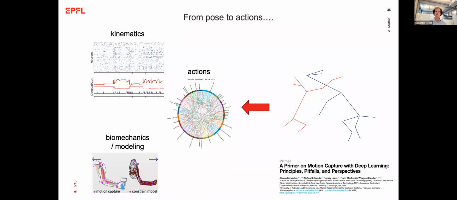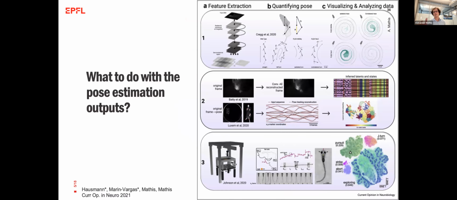What can you do with pose estimation? You can do really a lot of things like biomechanics, kinematics analysis, action clustering, and so on. And in the interest of time, I just want to point you to another review that we wrote, where we really highlight lots of methods by others on what to do with pose estimation algorithms. They're really exciting, cool methods out there.